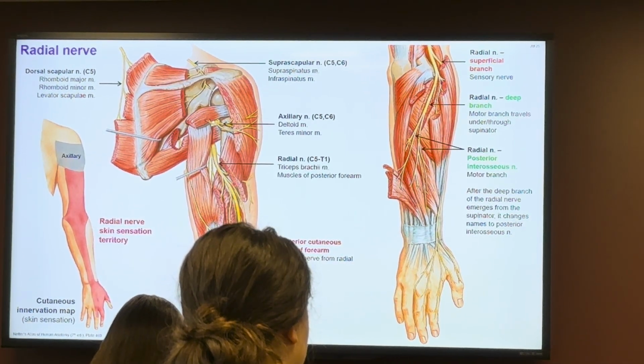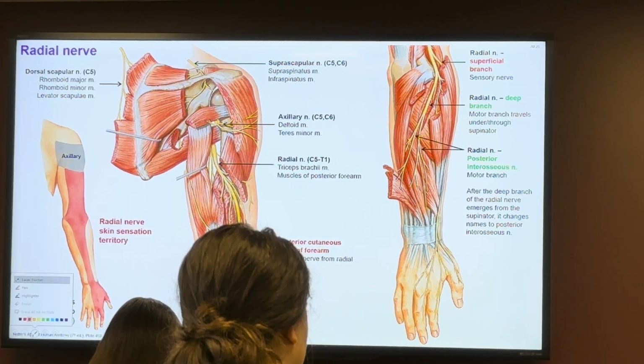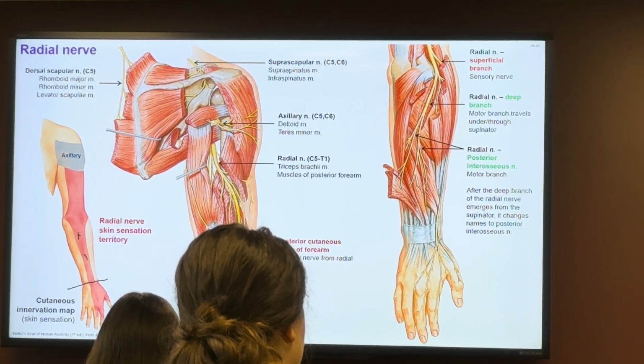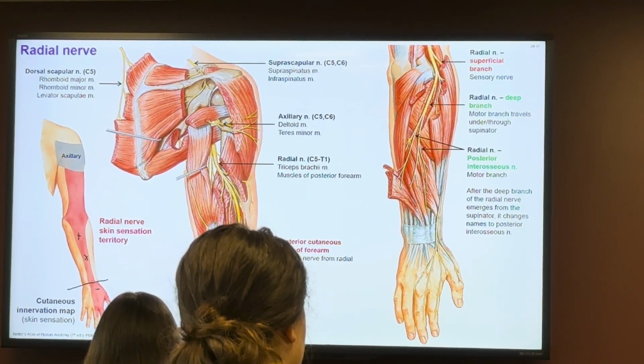There is a nerve that comes off the radial and will go to the skin of the posterior forearm. They call this the posterior cutaneous nerve of the forearm. So this would go to the level of the wrist, right about there. So the posterior cutaneous nerve of the forearm would be right about here, whereas the superficial branch of the radial nerve would just do the hand, just like that.